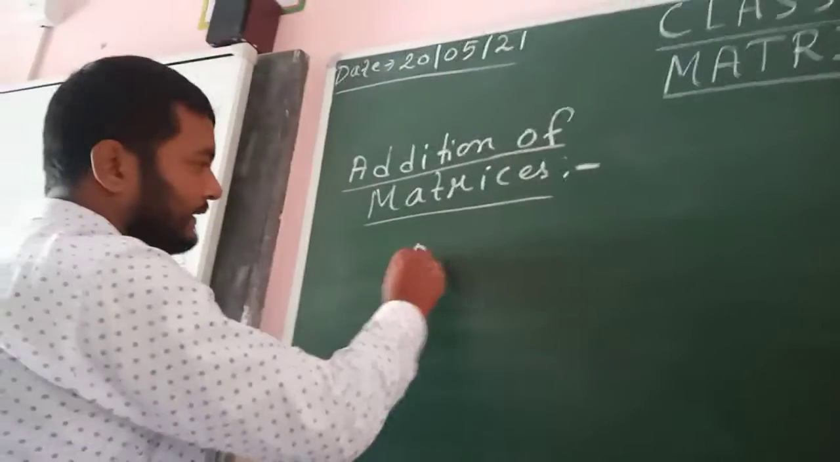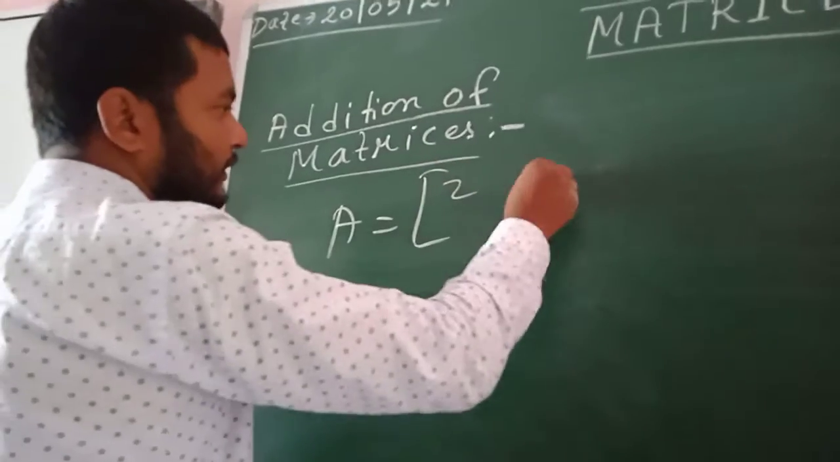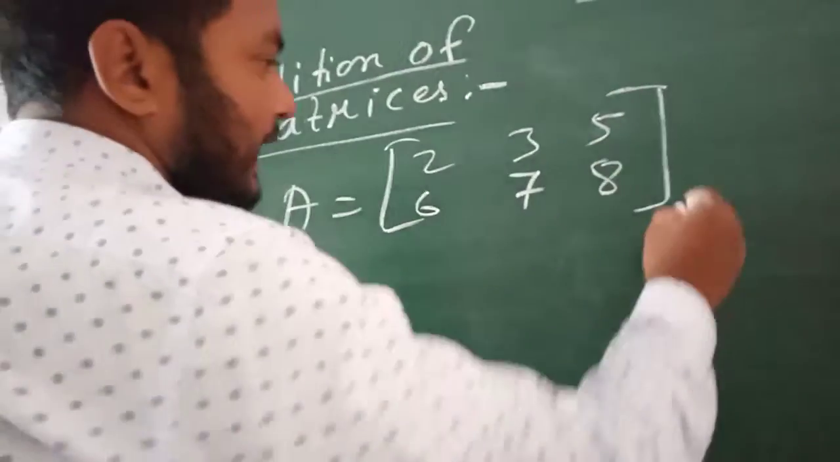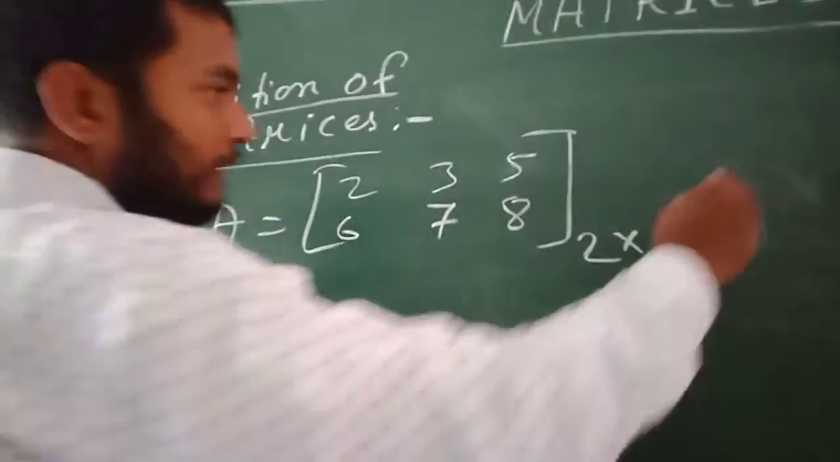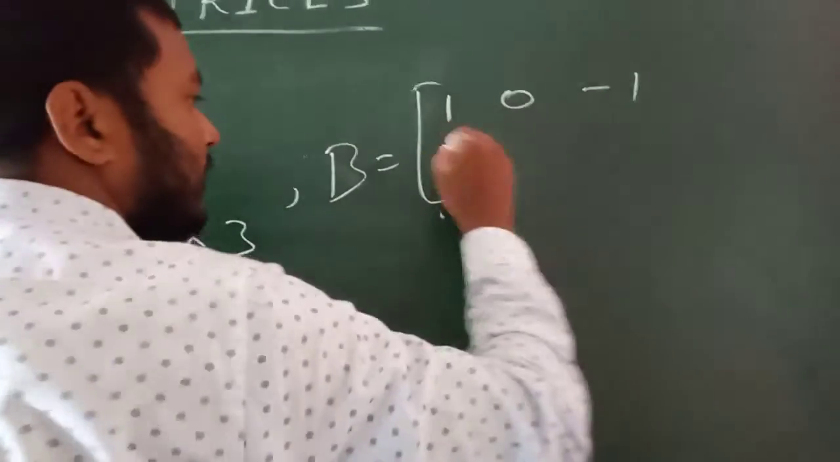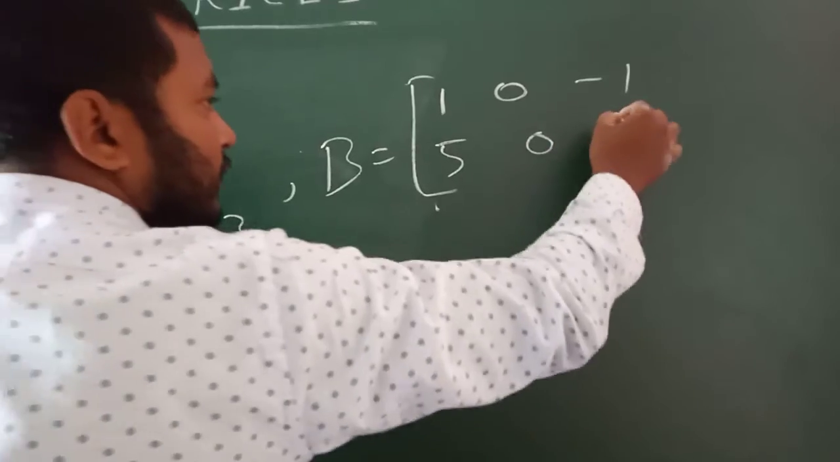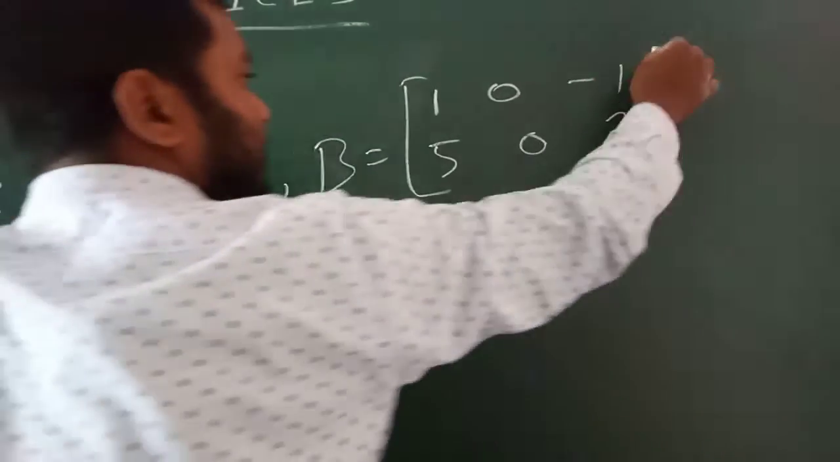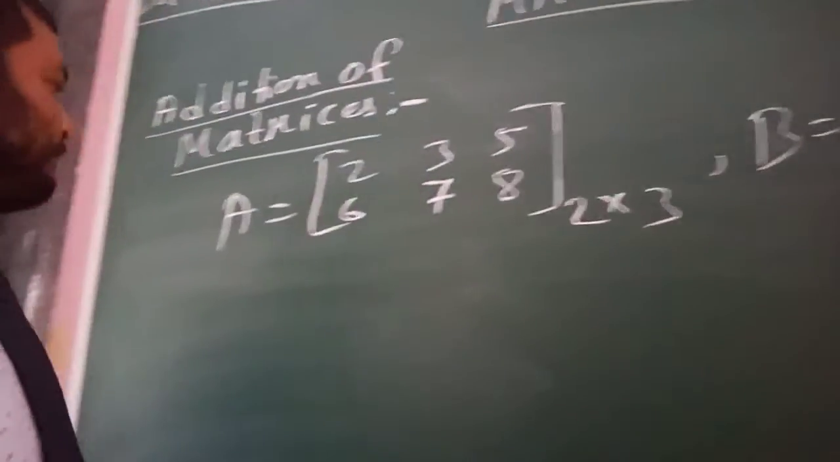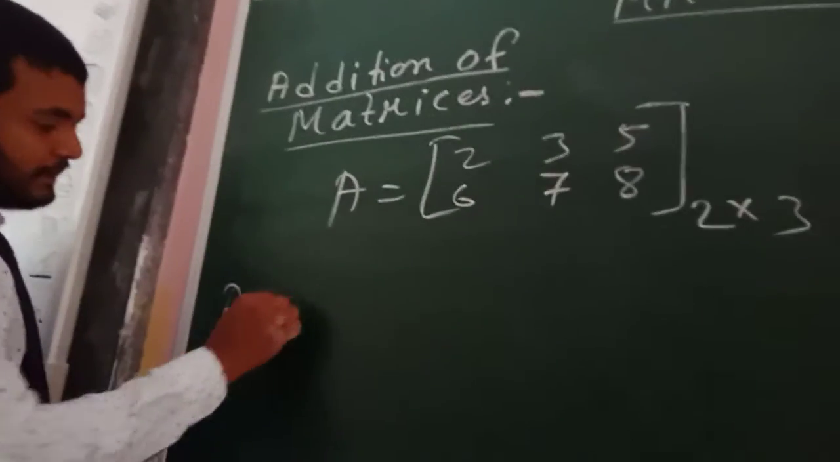Suppose A is a matrix 2, 3, 5, 6, 7, 8. It has 2 rows, 3 columns. Then B is also a matrix, suppose 1, 0, minus 1, 5, 0, 3. This is also a matrix of order 2 by 3, 2 rows, 3 columns. Then we have to find out A plus B.